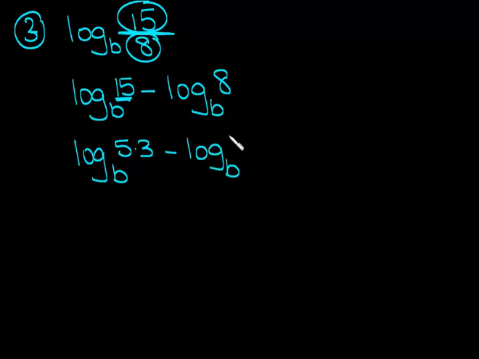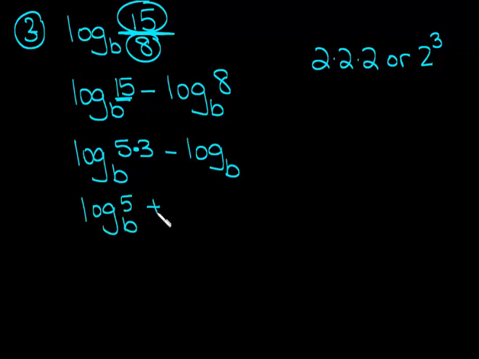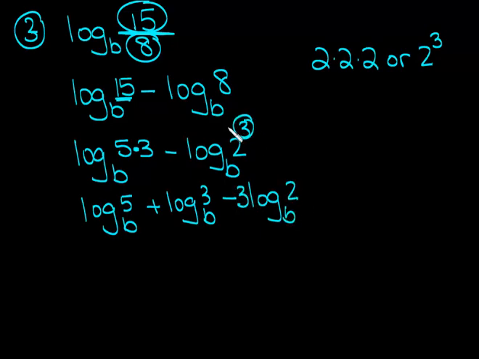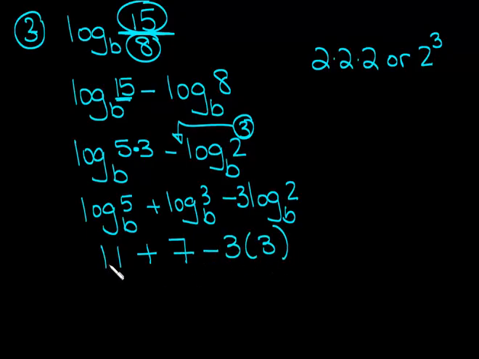8, you want to write it as 2, 3, and 5. 8 can be written as what? 2 times 2 times 2. Or you can be creative and write it as 2 raised to 3. So that's what we're going to do, and then we're going to use a product property here again. So we get log of 5 base b plus log of 3 base b minus, oops, I forgot to do this, log of 2 cubed. So the 3 comes out, because using the exponent property of logs you can bring it in the front. Now we know log of 5 is 11, log of 3 is 7, times 3 times log of 2 is 3. So we get 11 plus 7 is 18, minus 9, so we get 9.